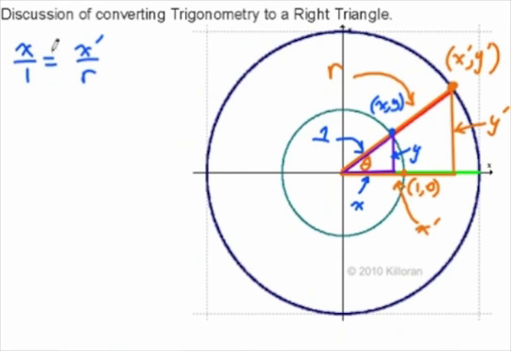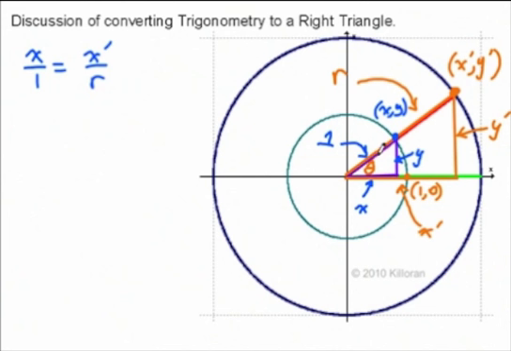So I know for sure that x over 1 is equal to x prime over r because the two triangles are similar to each other. But I also know that x is equal to cosine of our angle theta. Normally we would just say cosine of theta is equal to x on the unit circle, but if it's not on the unit circle, it's going to be this x prime over r. We can also set up a ratio of y over 1, the purple side y over its hypotenuse, which is 1. That's equal to the corresponding side y prime over its hypotenuse r. So we get y prime over r, but y is equal to sine of theta.